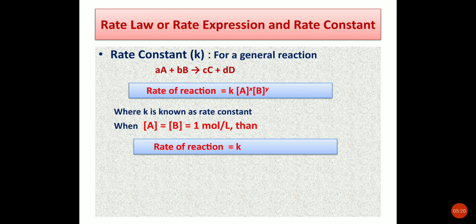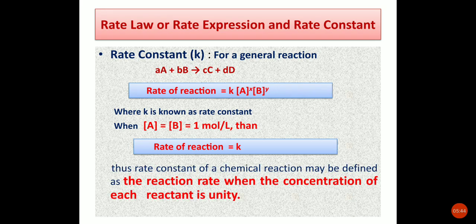So, for our equation, aA plus bB gives cC plus dD, rate of reaction is equal to K into concentration of A raised to X, concentration of B raised to Y, where K is known as rate constant. When concentration of A is equal to concentration of B is equal to 1 mole per liter, then rate of reaction is equal to K. So, rate constant K is equal to rate of reaction. So, we can define rate constant. Rate constant is defined as the reaction rate or rate of reaction when the concentration of each reactant is unity. So, the rate of the reaction is nothing but rate constant when the concentration of the reactant is unity.